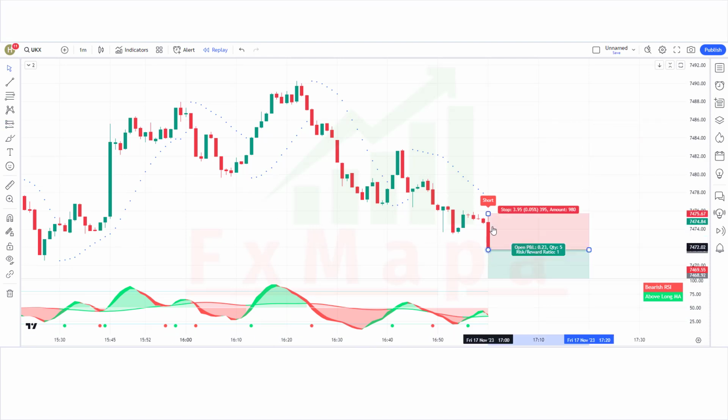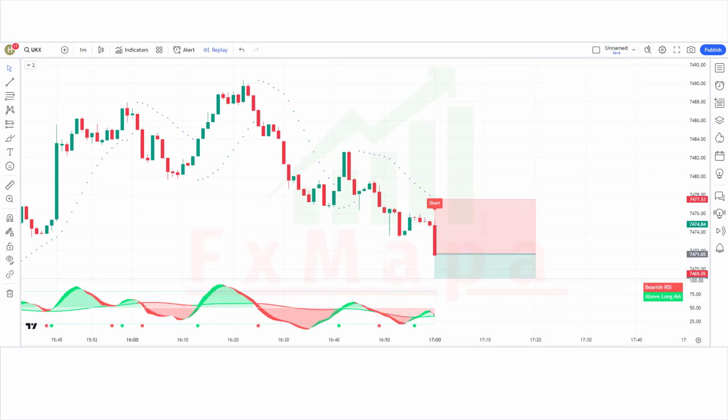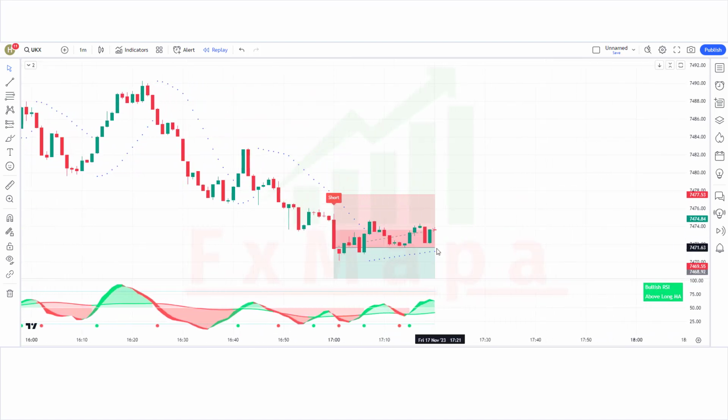So all our conditions are being fulfilled, so we are placing an order to sell. Our stop loss will be placed at the parabolic SAR of the higher level, and the risk to reward ratio will be 1:1.5. Let's see what happens to our trade. Our trade is running in profit.